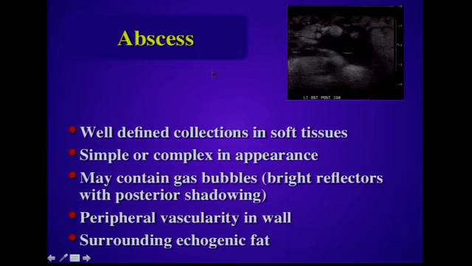Commonly, there'll be peripheral vascularity around the wall of the abscess, and also a typical finding would include increased echogenicity of the fat surrounding the abscess. And notice here how bright the surrounding subcutaneous fat is around this focal fluid collection, which was evidence of an abscess.